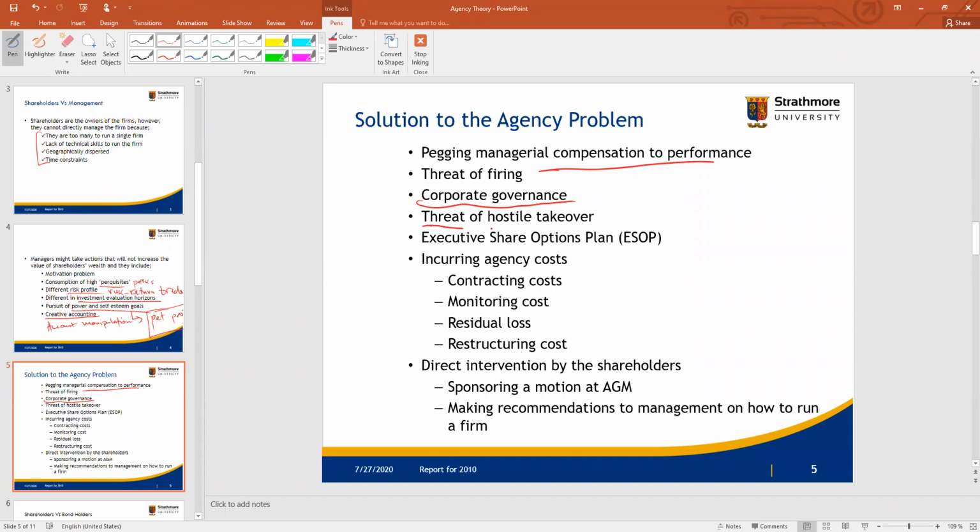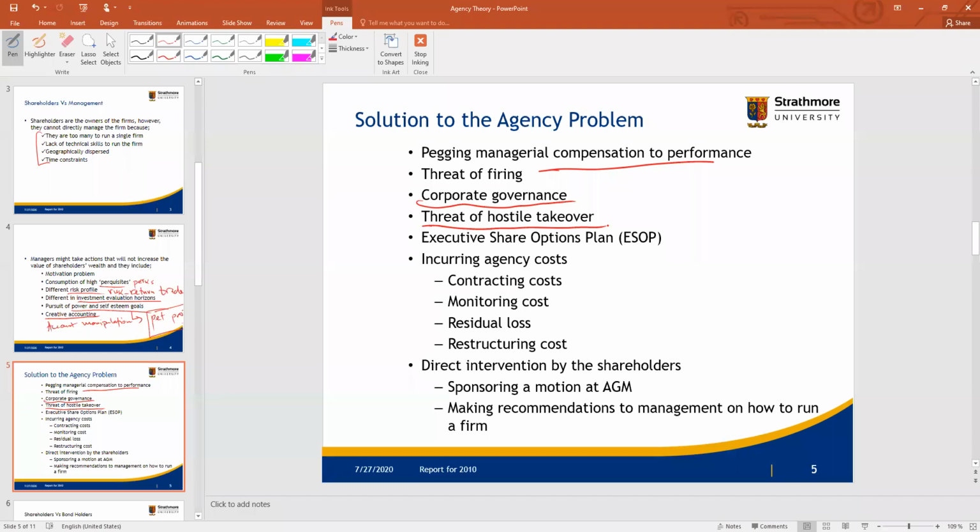Then you have the case of threat of hostile takeover. What does that mean? Well, that implies that a company acquires another company. We have KCB, for example, acquiring NBK, Savings and Lending Corporation. What others? We have acquisitions in Kenya. We have CBA and NIC. That was a merger, as opposed to being an acquisition.